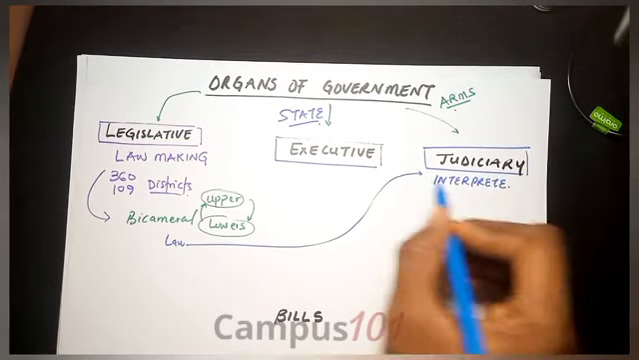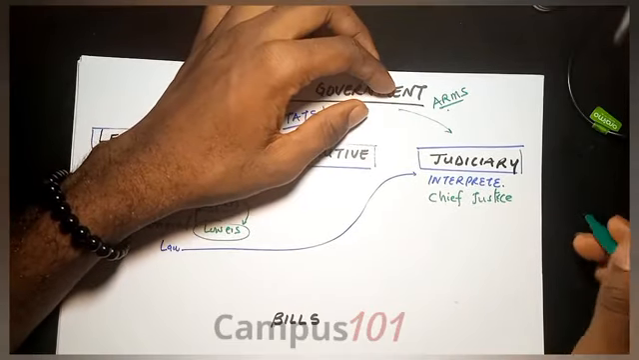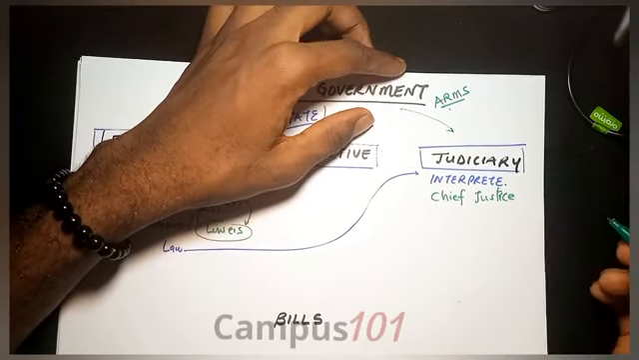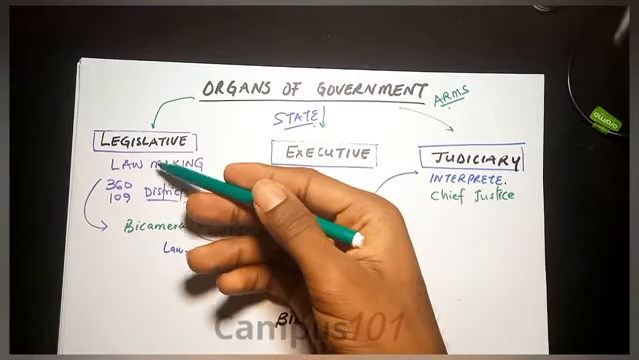Now, let me tell you a little bit of the structure of the judiciary so you understand what I'm talking about. There is a chief justice in Nigeria. It's called the Chief Justice of the Federation, or the CJN. So the Chief Justice, with his other judicial panel and members, interprets the laws that are made by the legislative arm.